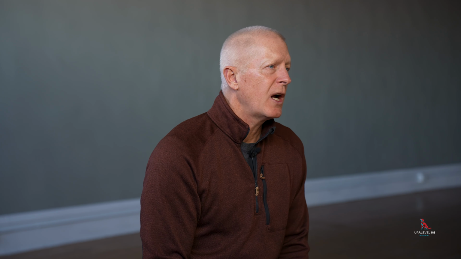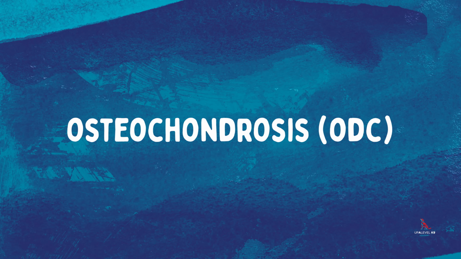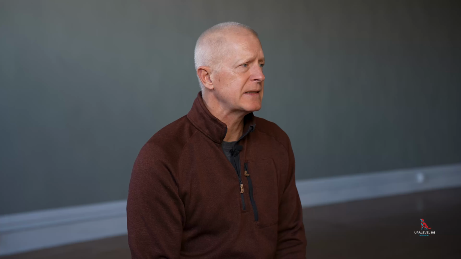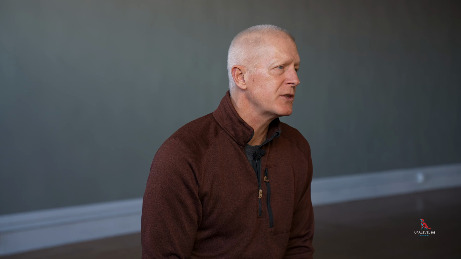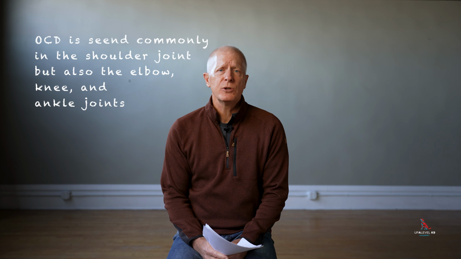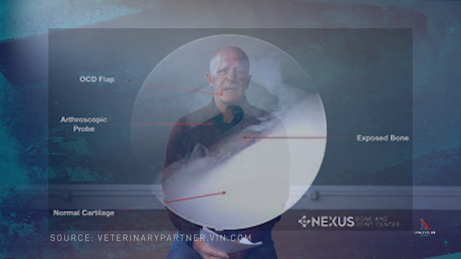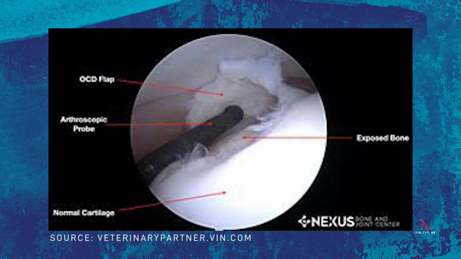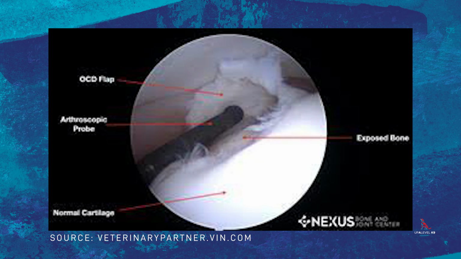So the next condition we'll talk about is called osteochondrosis, or OCD. OCD is a cartilage problem inside the shoulder joint. Most commonly, we see it in the shoulder joint, but we can also see it in the knee joint, the elbow joint, and the ankle joint. What happens in this situation is we get a flap of cartilage, and we get kind of a divot or a defect underneath that cartilage flap. As you can imagine, when the dog is running around, this cartilage flap is flopping back and forth inside the joint, causing pain.